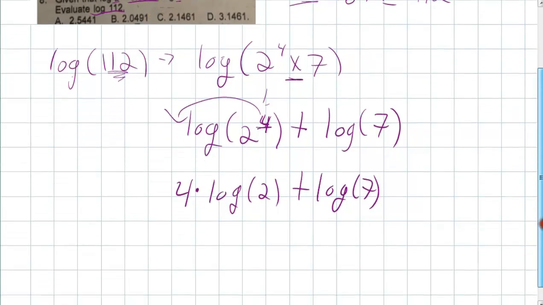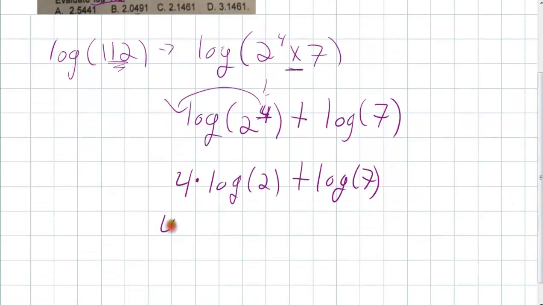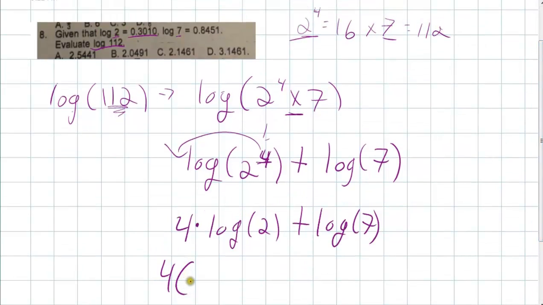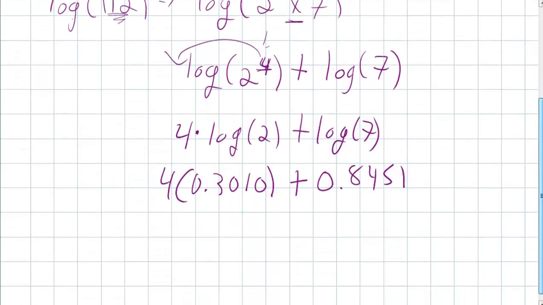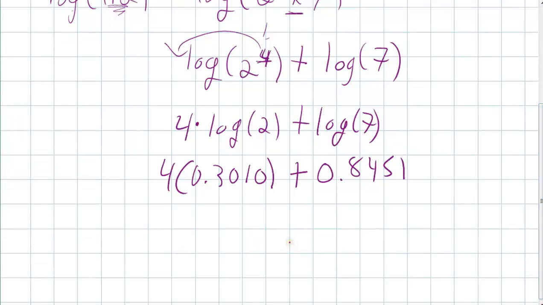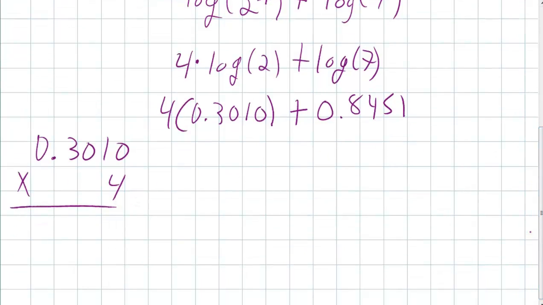It's right here. So now we're going to say 4 times the log of 2, which is 0.3010, plus the log of 7, which is 0.8451. Okay, so now I'll try to get you through the multiplication, and hopefully I won't get caught up in the multiplying.